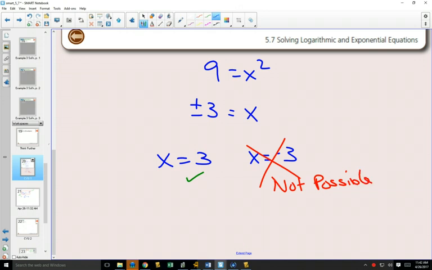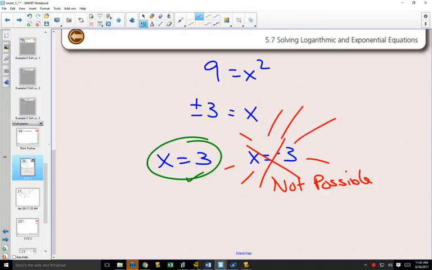Somehow, xing it out. They will not give you full marks if you just circle this one and don't circle that one. You don't have to over-exaggerate it, like have it explode or anything like that. Just a single x through it. NP for not possible is okay. So our only solution to this one is x is equal to 3.